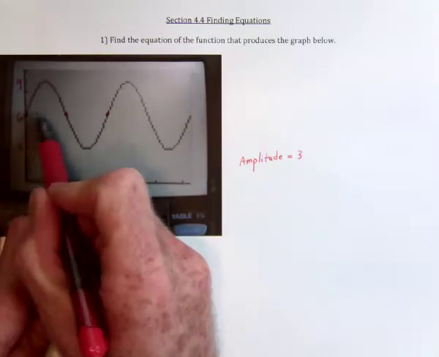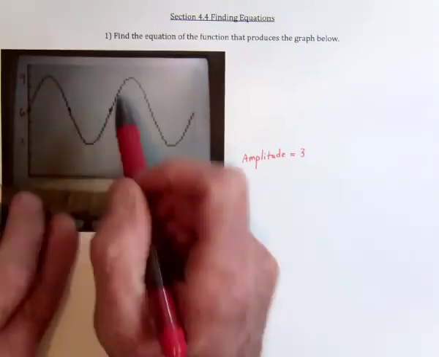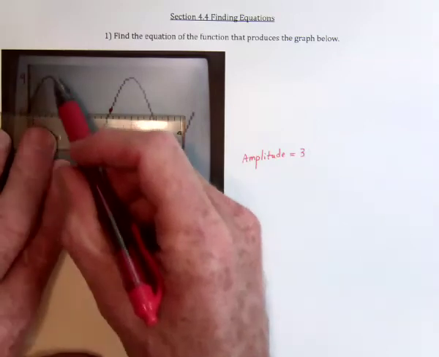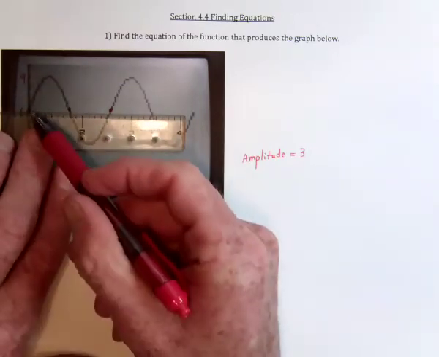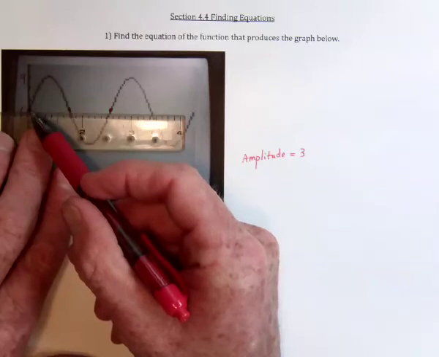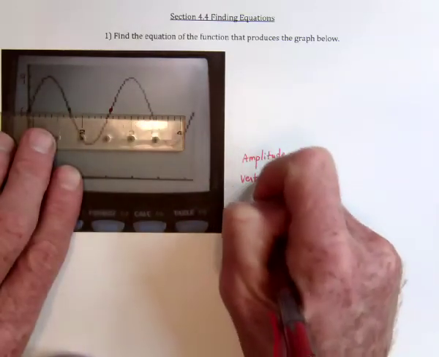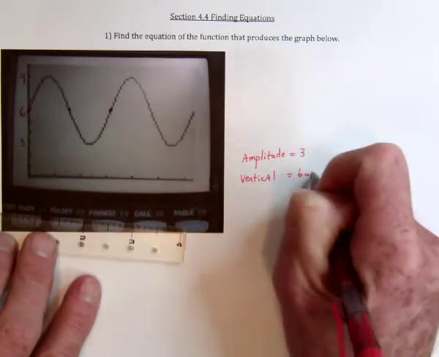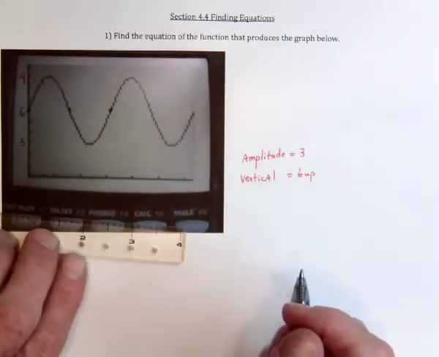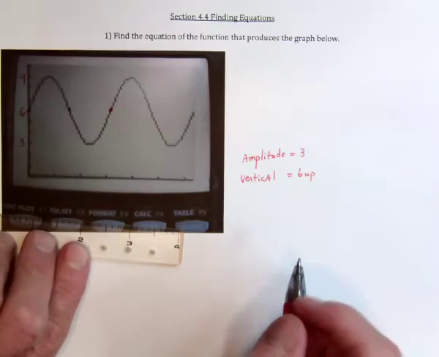Well, this is usually the x-axis for sine. So it starts on the x-axis and then goes up and then down. Well, this 6 means that it got shifted up by 6. So that's the vertical shift. Okay, we've got the two pieces of information for the y, and now for x.